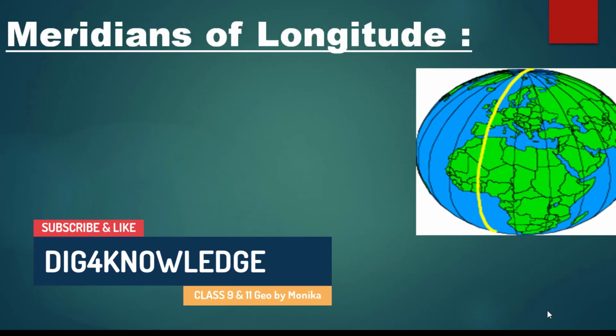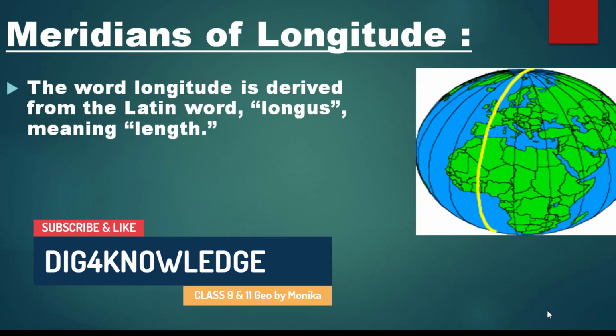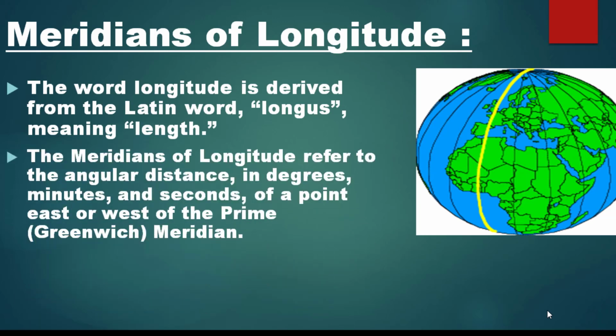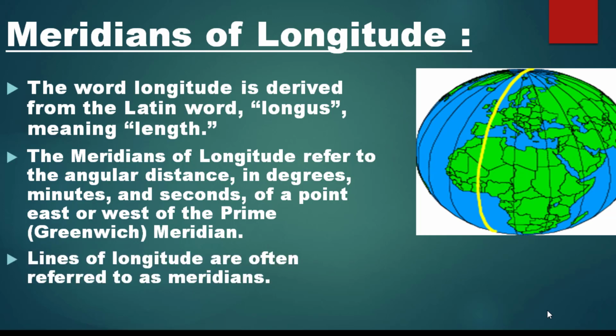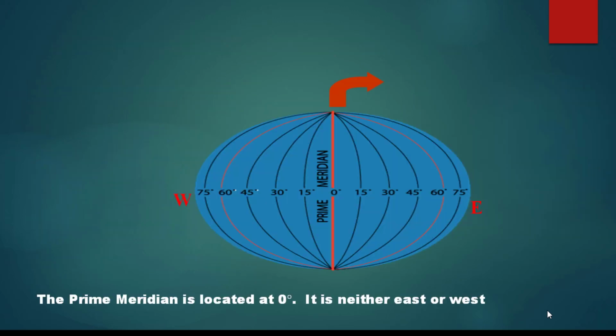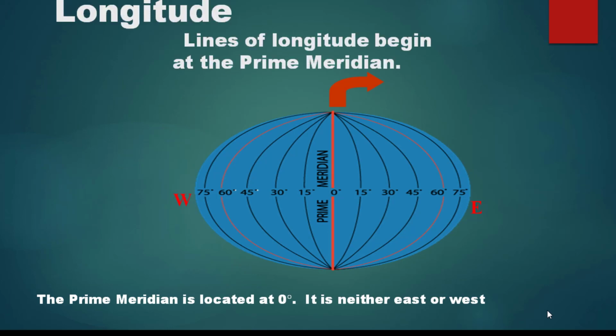Meridians of longitude. The word longitude is derived from the Latin word longus, which means length. The meridians of longitude refer to the angular distance in degrees, minutes, and seconds of a point east or west of the prime meridian. Lines of longitude are often referred to as meridians. The prime meridian is located at 0 degree. It is neither east nor west. So this red line denotes the prime meridian.